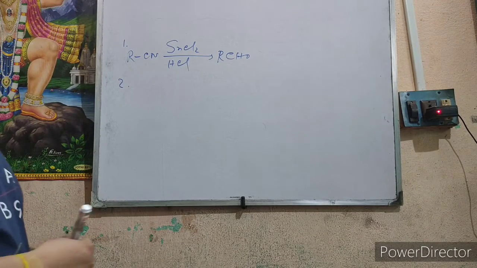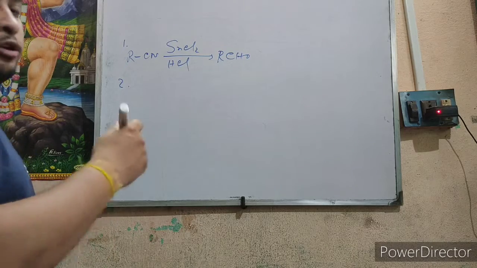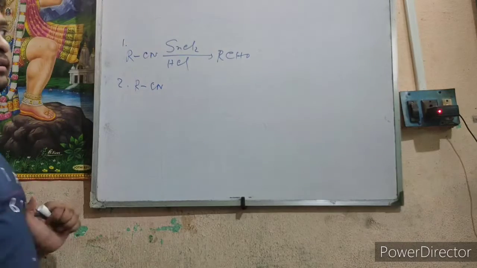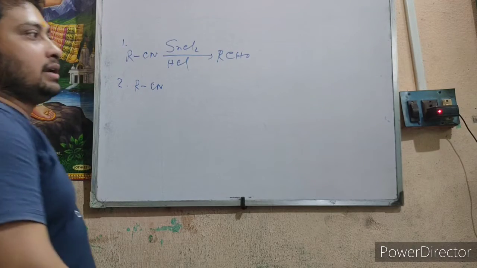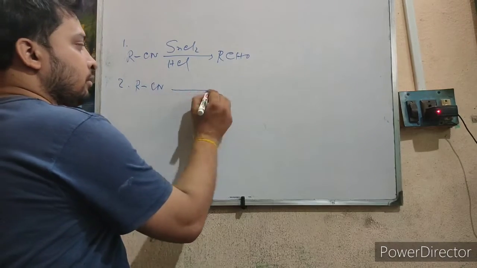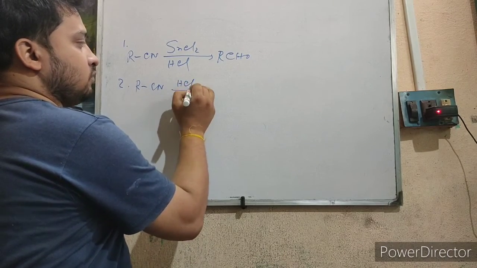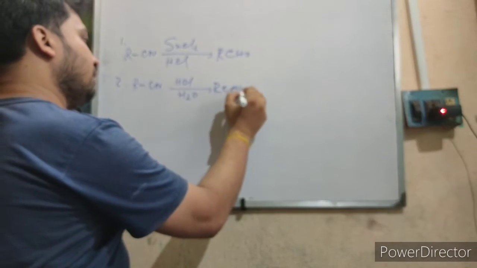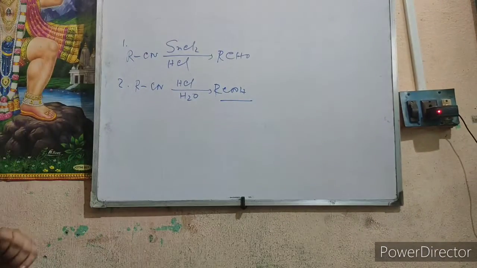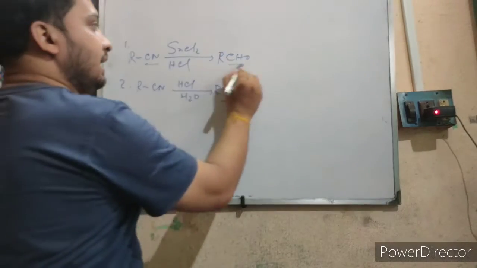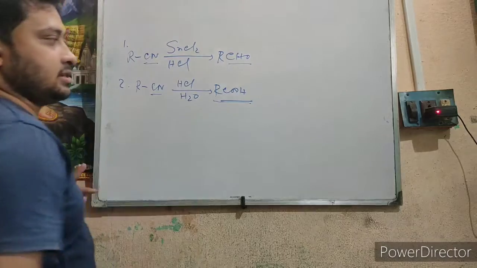The second one. If you have RCN, when RCN reacts with HCl and water, it gives you RCOOH, acid, not acetic acid, acid groups. So cyanide can give aldehyde, cyanide can give acid.